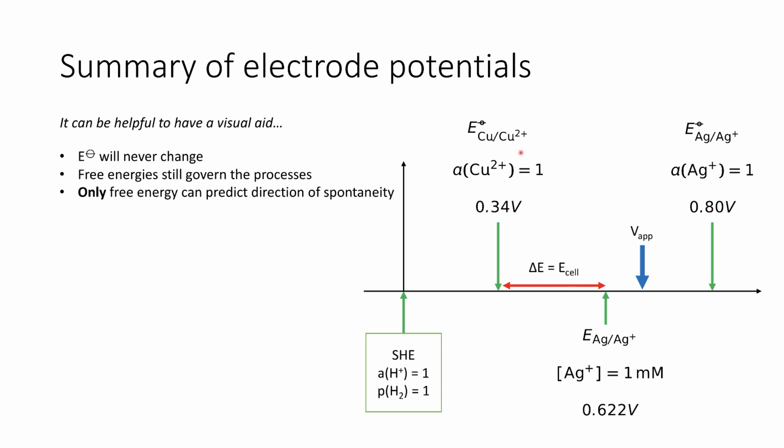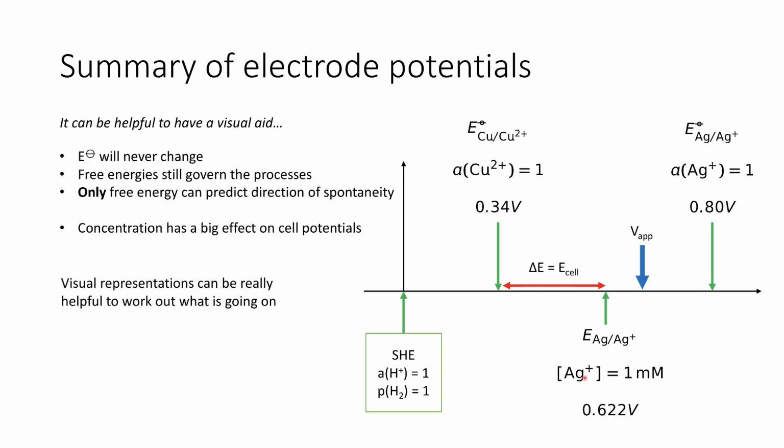So whenever we have our cell, we would need to formally convert to a free energy to determine the direction of spontaneous change. And concentration has a big effect on cell potentials. Everything's under standard conditions, but the minute we change that concentration, we get a different cell potential. These visual representations can be really helpful to work out what's going on, because sometimes a quick sketch can allow us to untangle the mathematics going on.